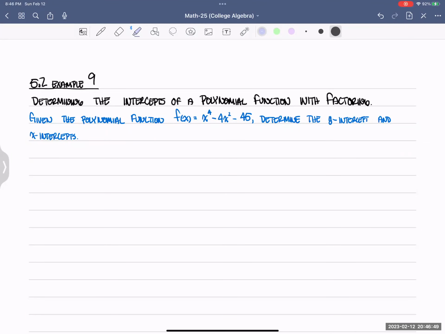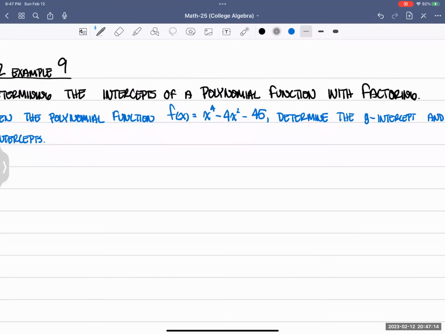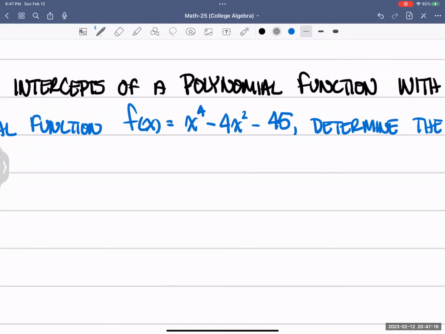Section 5.2, example 9: determine the intercepts of a polynomial function with factoring. Given the polynomial function f of x equals x to the power 4 minus 4x squared minus 45, determine the y-intercept and x-intercepts. This is not factored for us whatsoever. We're going to have to factor it ourselves, but I feel like we're experts at factoring now, so this is going to be fun.